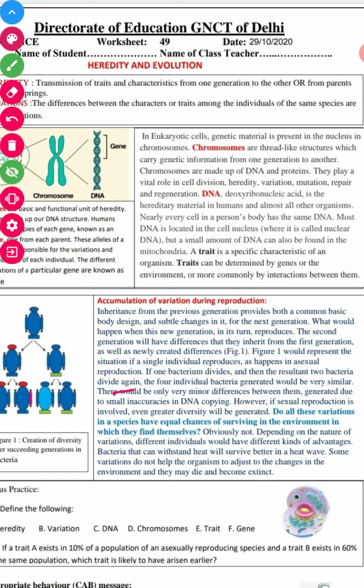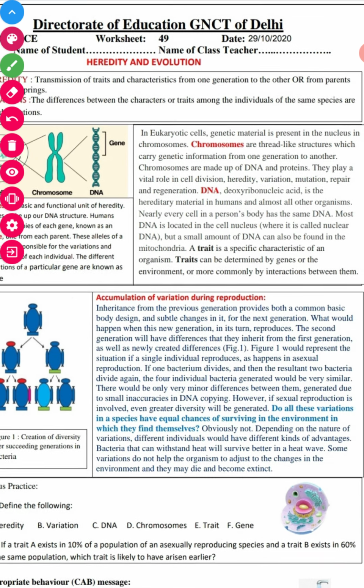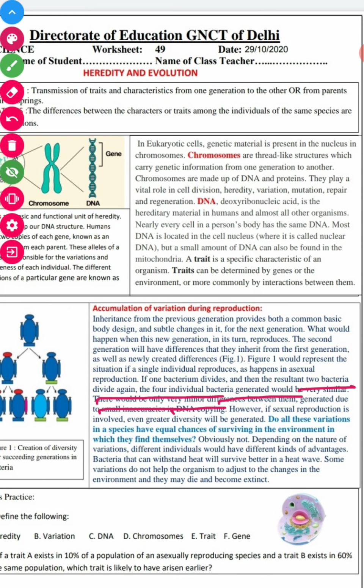And again they divide, they form four bacteria, which would be very similar to each other, right? There would be only minor differences between them, generated due to small inaccuracy in DNA copying. Maybe the changes are there because of inaccuracy in copying DNA, right? Which we call mutation. Okay.